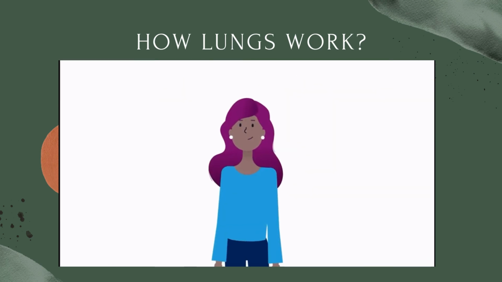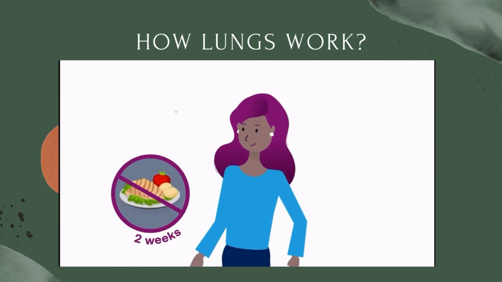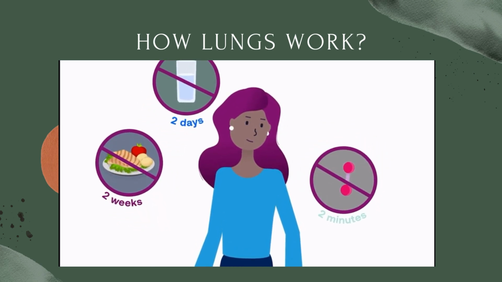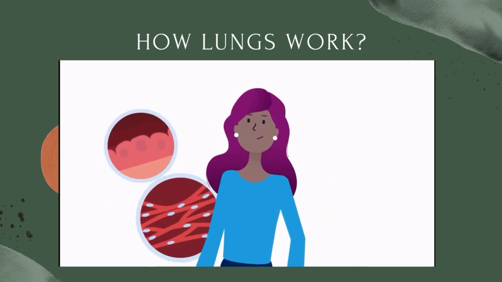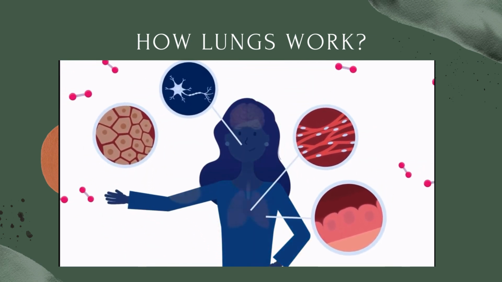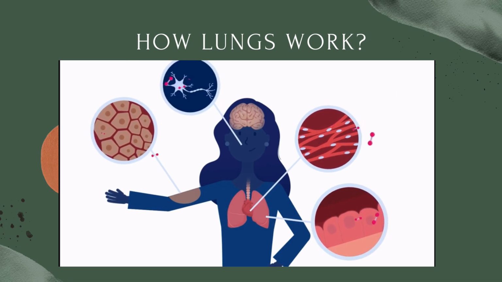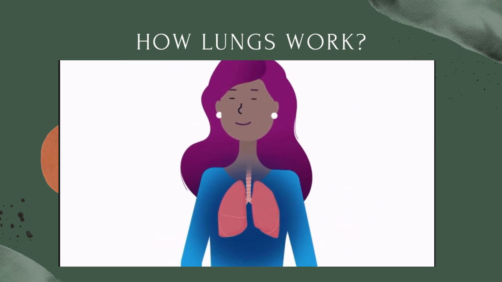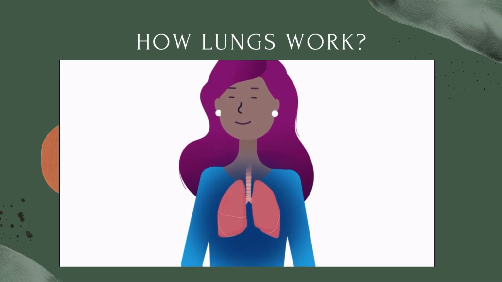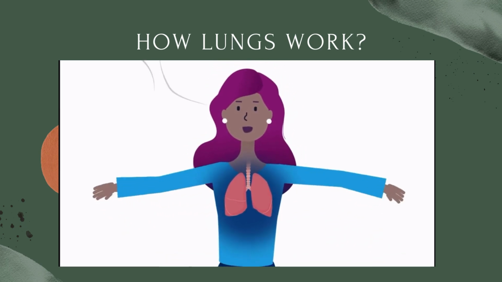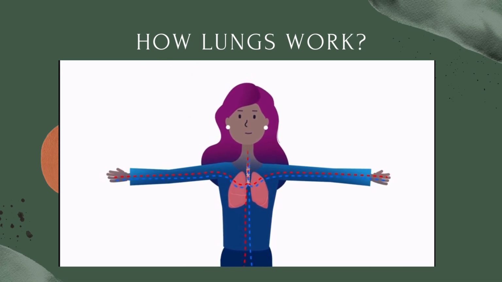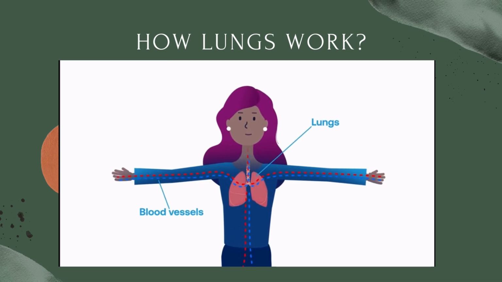You can live for 2 weeks without food, 2 days without water, but only 2 minutes without air. Every single organ in your body is made up of cells, and they all require oxygen for you to live. Your lungs are part of the respiratory system, a group of organs and tissues that work together to help you breathe. The respiratory system's main job is to transport oxygen and remove extra carbon dioxide. Let's start by looking at the components of this important body system.